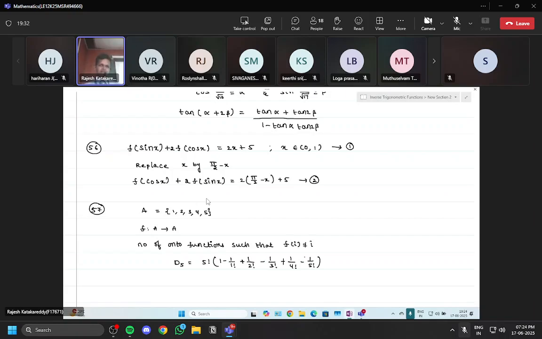Nothing much. Listen, one more thing you keep in your mind. If the number of elements in set A and set B are equal, then the number of onto functions or one-one functions are nothing but the number of bijections. Just count the bijective functions. 5 elements map to 5 elements. Clear?